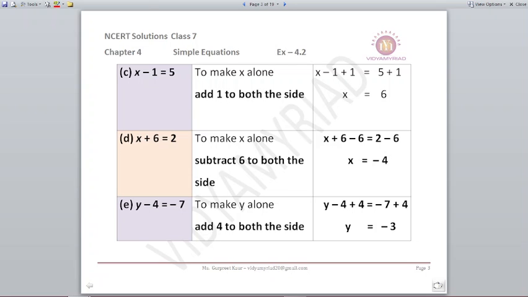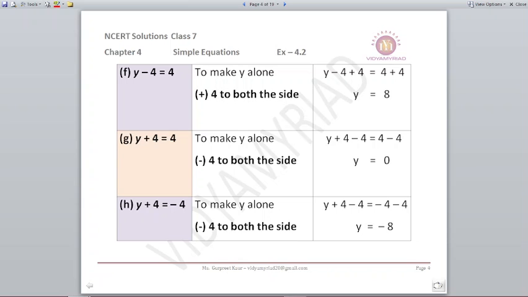Next, y minus 4 is equal to minus 7. Now we have minus 4. What will I do? Plus 4 on both the sides. So y minus 4 plus 4 is equal to minus 7 plus 4. So y comes out to be minus 3.